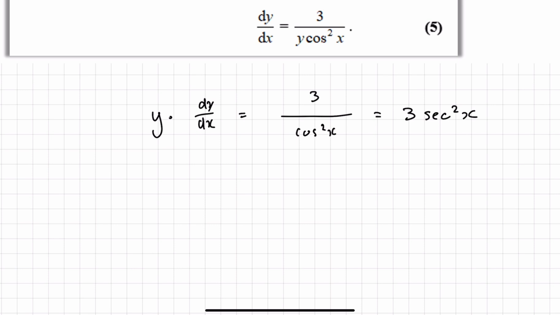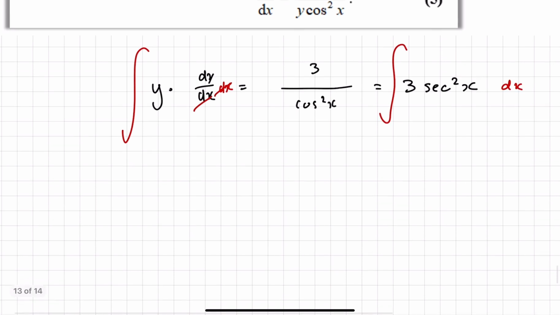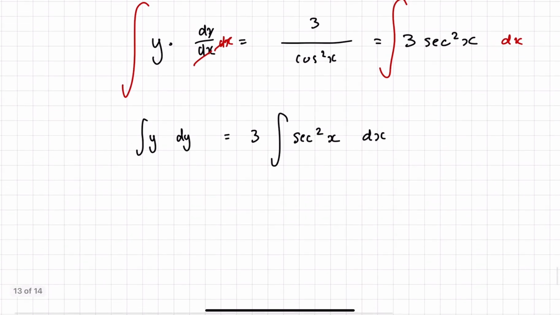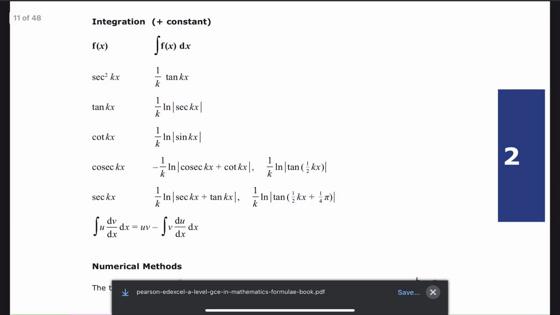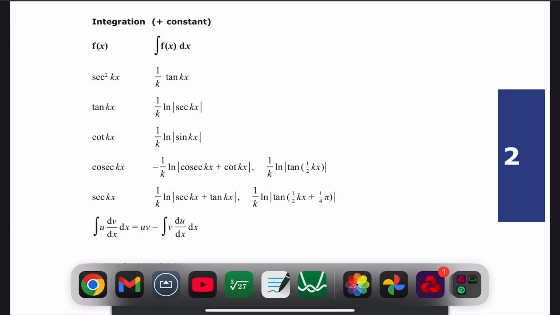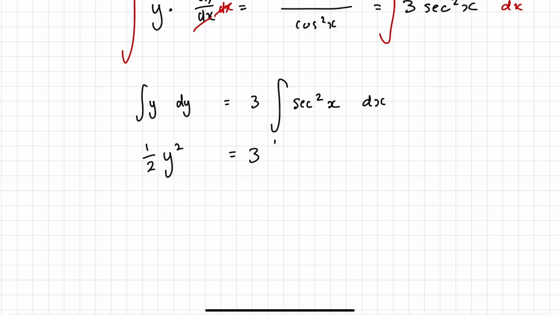Right, so now I'm going to do the integral of that with respect to dx, and they cancel out. Okay, cool. Let's clean this up a bit. So the integral of y with respect to dy equals, I'm going to bring the 3 on the outside, the integral of sec squared x with respect to dx. Right, the integral of y is just going to be a half y squared. That equals 3 multiplied, go to my formula booklet, sec squared x becomes tan x. So I'll take away the brackets, tan x plus c.